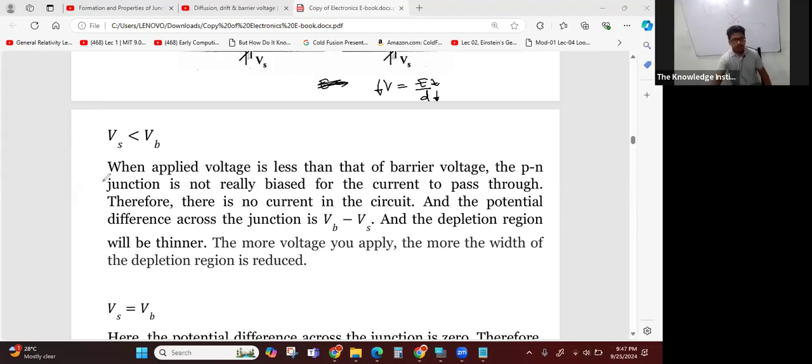And now when we increase further and further, the space charge region becomes thinner and thinner and thinner. And then when Vs is equal to Vb, it's completely gone. No longer is the PN junction there. So it's like a normal conductor, right? It comes to a normal scenario.